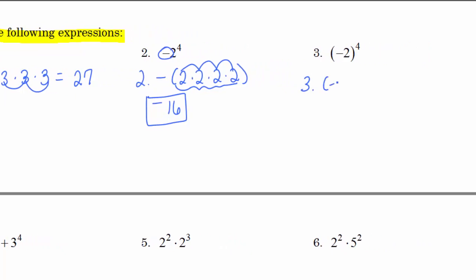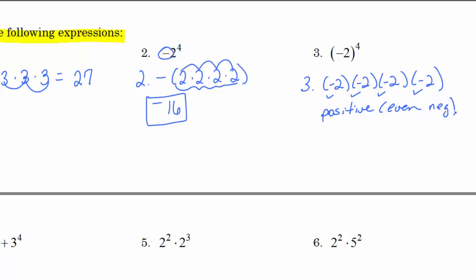Now number 3, just like I talked about up there, what the base is. This means negative 2 times negative 2 times negative 2 times negative 2. Now what happens when you multiply a negative times a negative times a negative times a negative? If you have an even amount of negatives, your answer is going to be positive. It's negative if you have an odd amount of negative signs. So we know the answer is positive 16.